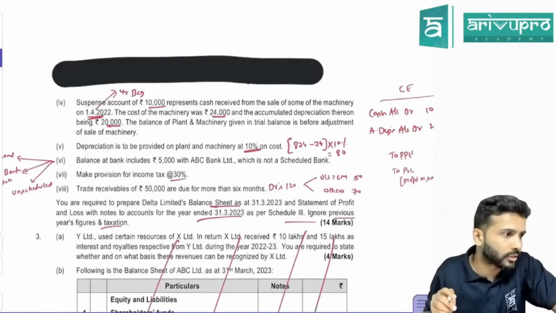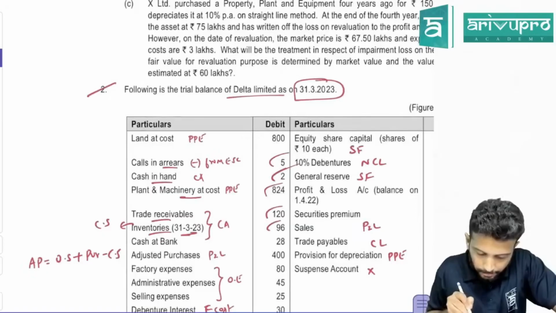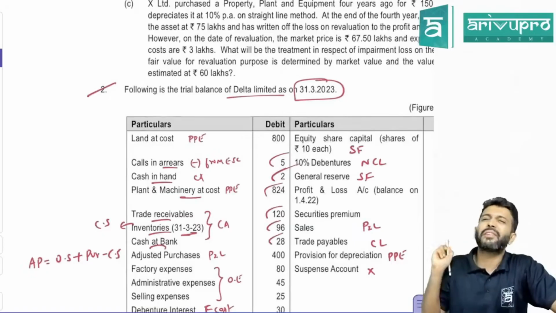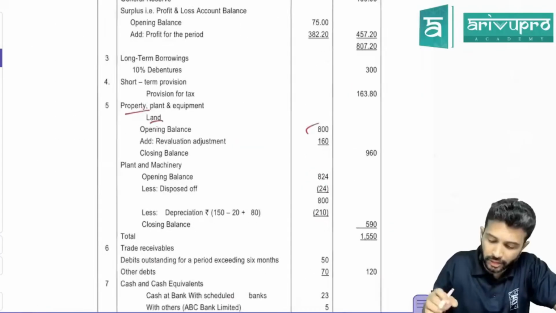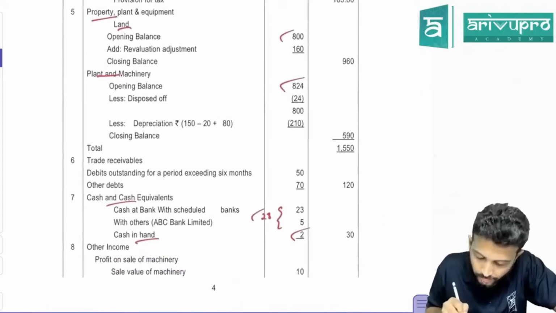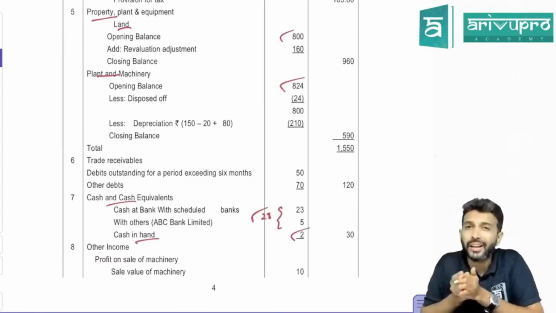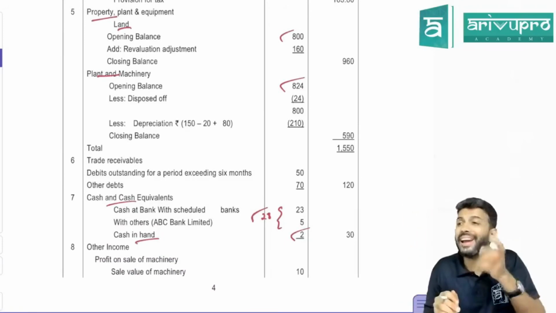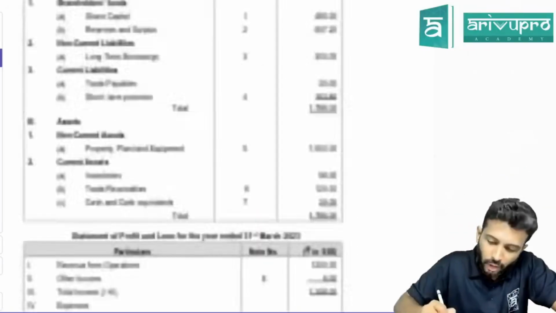Okay. Next is what, sir? What is the next component they've given? Cash at bank. Cash at bank will come where? In cash and cash equivalents. Cash at bank they told 28. 28 we have found. We'll do the rest later. As I told, what disclosure do you need to give for cash at bank? How much balance is with the scheduled bank and other banks? All that information they'll give in notes to accounts. For now, let this be there. Okay, next what, sir?